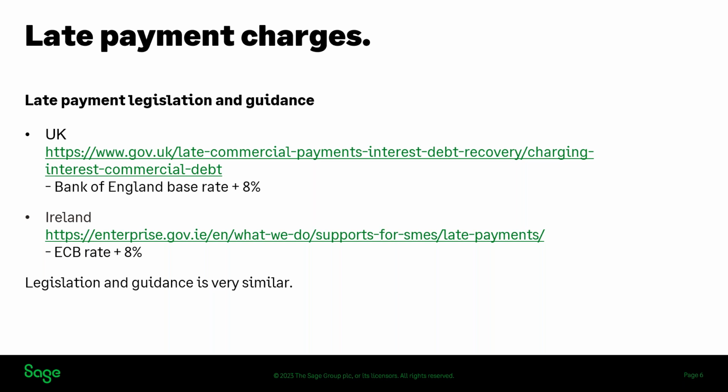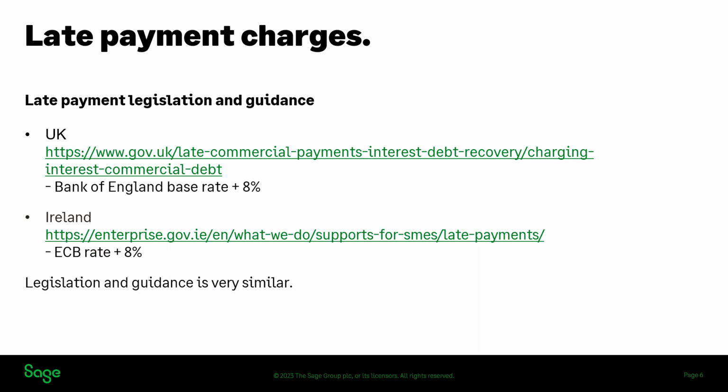Now, obviously, in the last year or so, the Bank of England base rate started going up quite a bit. These links will give you where that base rate is listed. It's got dates on there, the base rate, and you can apply the optional up to 8% on top. For Ireland, rather than the Bank of England, it's based around the European Central Bank rate, and again, up to plus 8%. So you've got the links there. Really easy to find that online anyway, if you do need that.